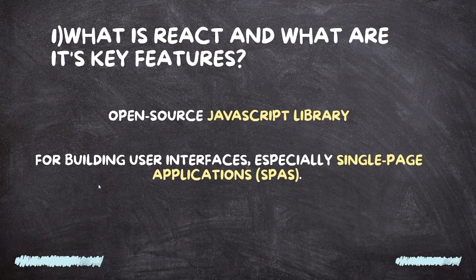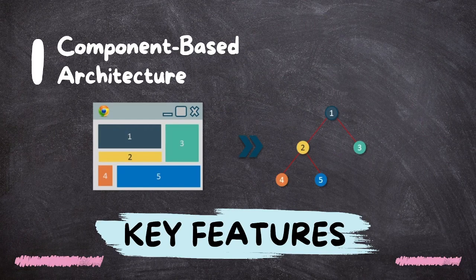So, what is React and what are some of its key features? React is an open source JavaScript library developed by Meta for building user interfaces, especially single page applications. Now let's look at some of its key features.